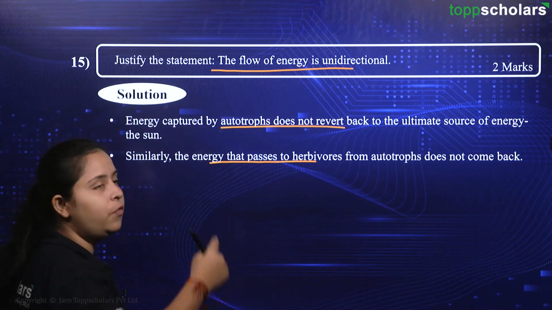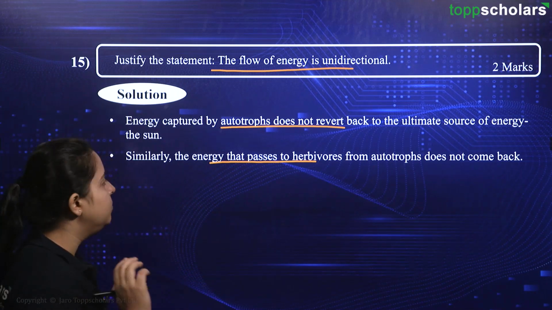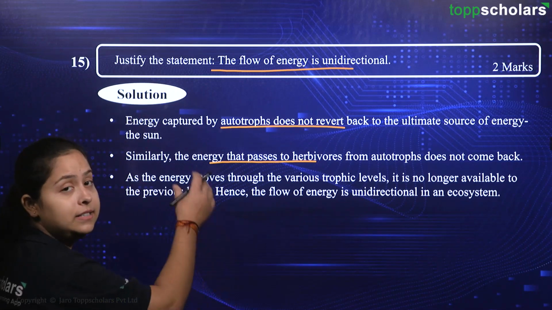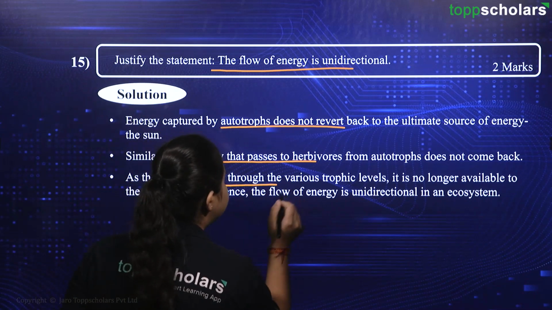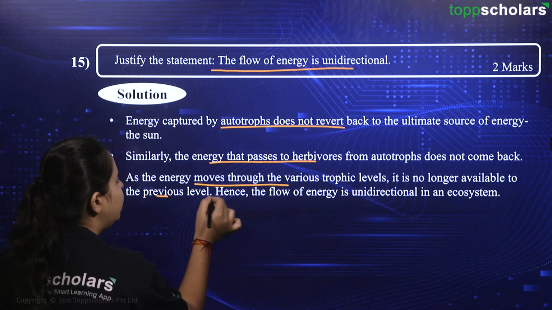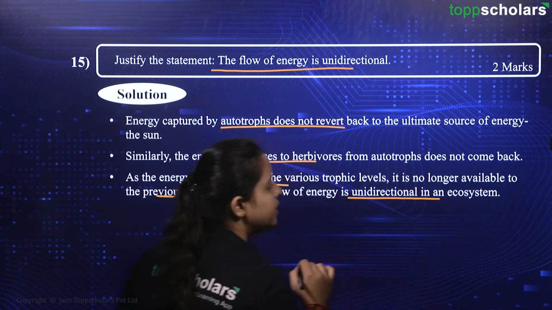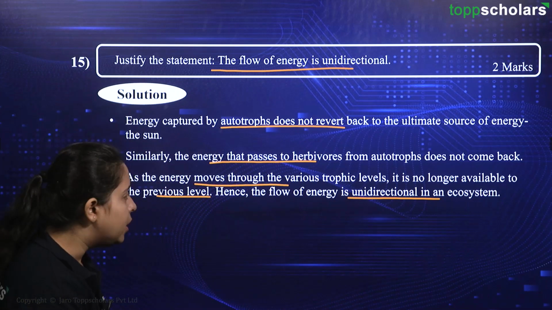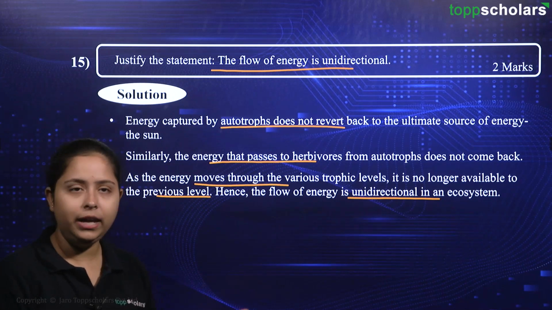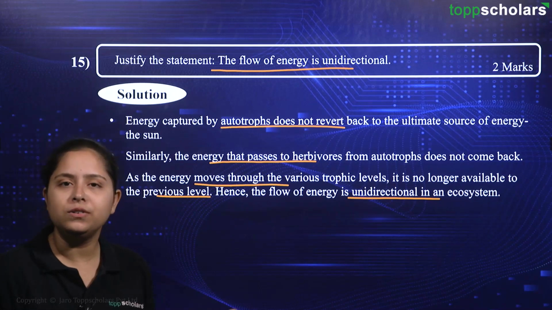It will always follow a one-way path. It will not go in the backward direction. So basically friends, here is the answer for this question. Here is the justification. As the energy moves through the various trophic levels, it is no longer available to the previous level now. Hence, the flow of energy is unidirectional in an ecosystem. Because the energy is no longer available, they cannot backtrack. And hence, this flow of energy is always unidirectional in an ecosystem.